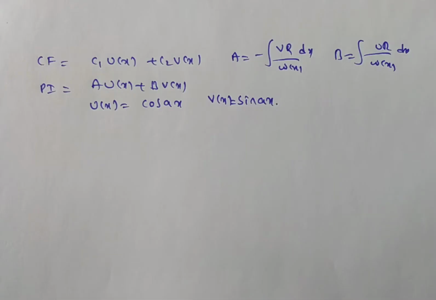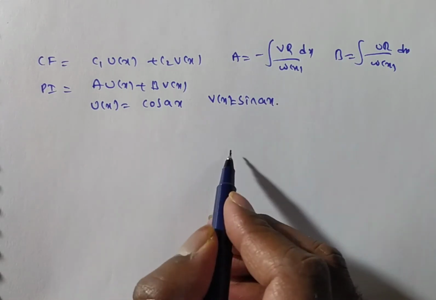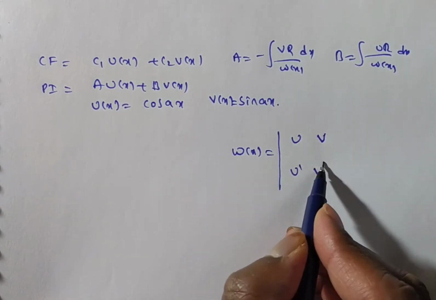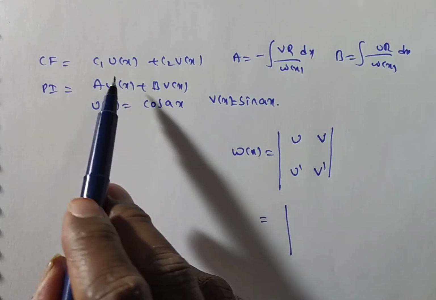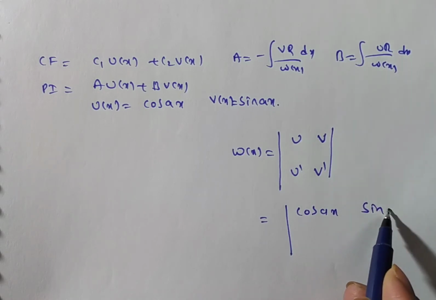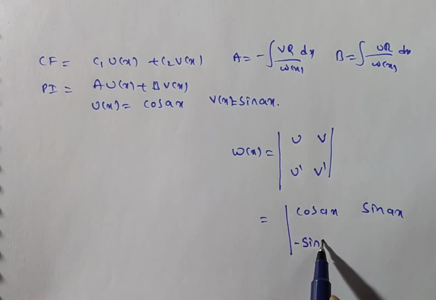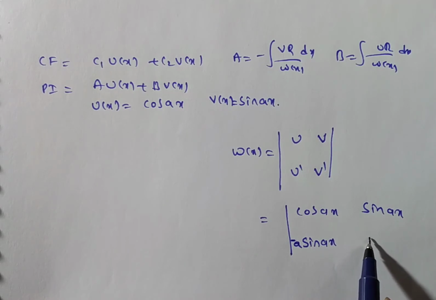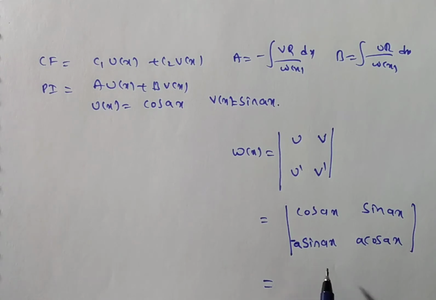Now first we are finding the Wronskian. Wronskian W of x is equal to the determinant u, v, u dash, v dash. So what is u? u is nothing but the c1 coefficient, that is cos ax. Next v is nothing but sin ax. Now u dash, cos ax derivative is what? Minus sin ax into a, so minus a sin ax. Next sin ax derivative is cos ax into inner derivative a. That's it. Now this determinant we need to find out.